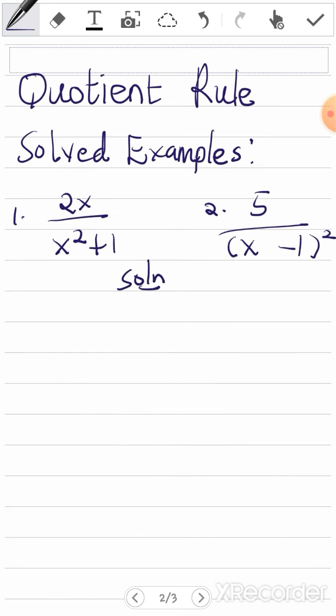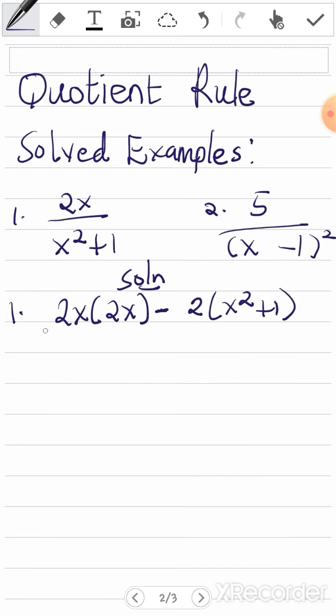Solution, number 1. First of all, you differentiate the denominator. So you differentiate x squared plus 1, which is 2x, times the numerator, minus, then you differentiate the numerator. You differentiate 2x, you're going to get 2. So 2 times the denominator, all divided by the denominator squared.